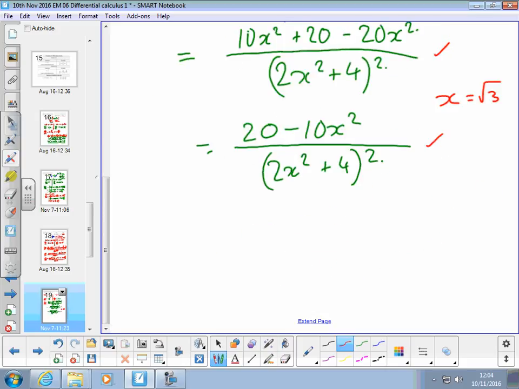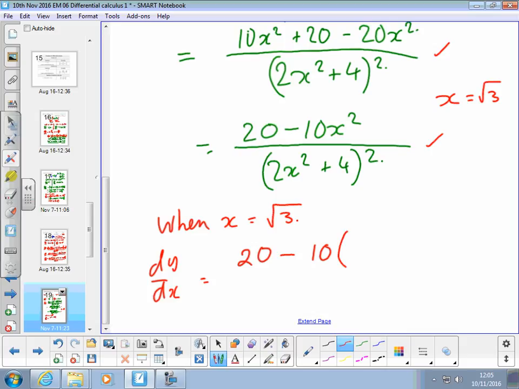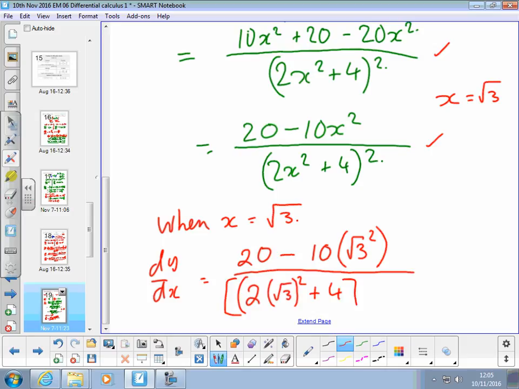So we should be saying when x is equal to the square root of 3, dy by dx is equal to 20 minus 10 times root 3 squared, all over 2 times root 3 squared plus 4, all squared.